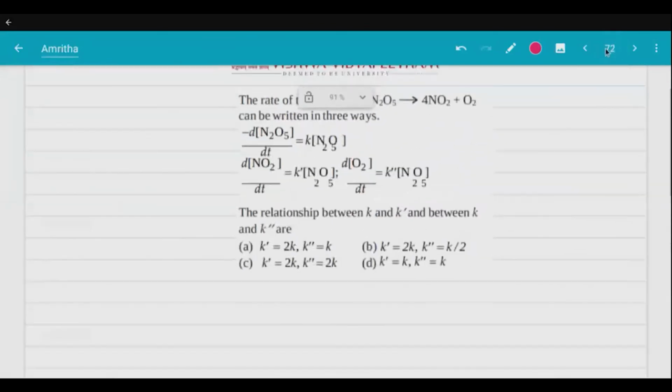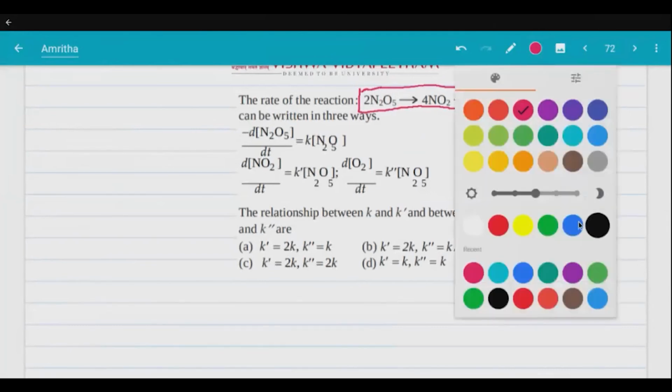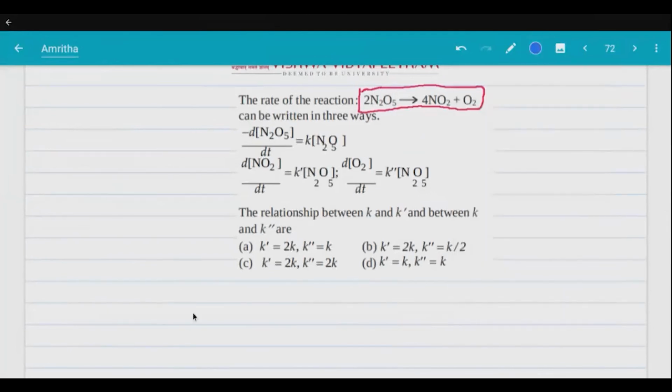Let's do a question from kinetics. Kinetics, there is an equation. Reaction is given. And rate means what here? Rate means speed of reaction. How do we measure speed of reaction? Change in concentration by time. Okay, change in concentration by time.